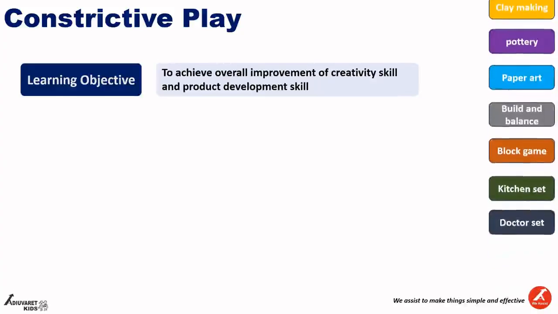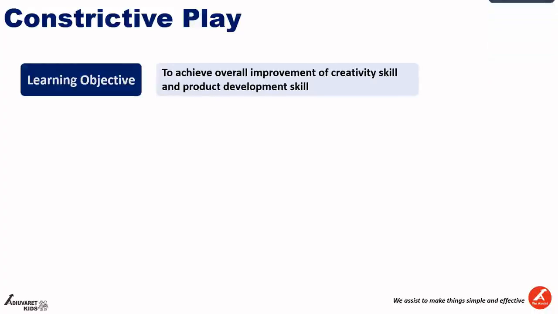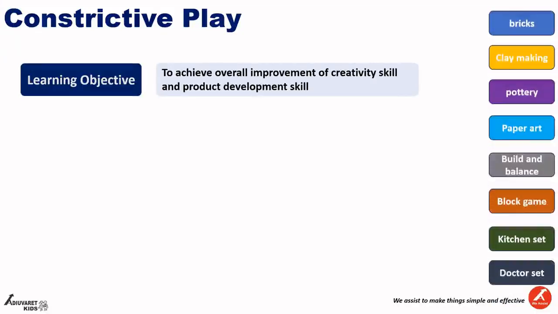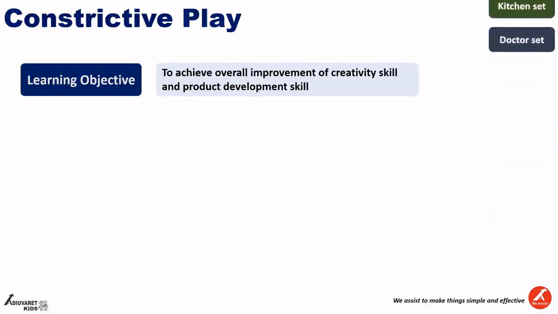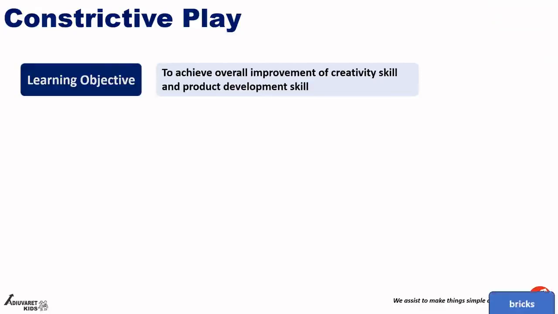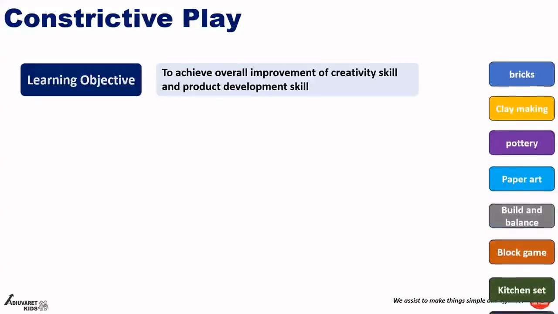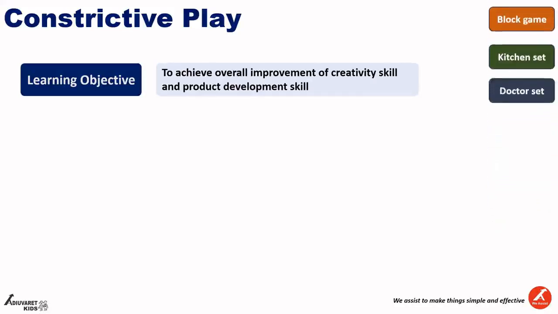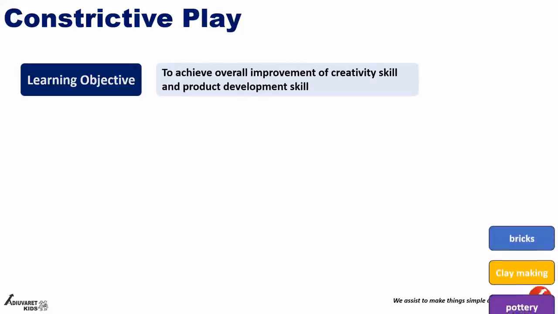Now, the learning objective of constructive play is to achieve the overall improvement of creativity skills in the children, also product development skills. Because when a child is given something, the child can imagine various aspects and build various things. For example, when a set of blocks is given to a child, the child can bring any kind of structure using those blocks. Those come from the imagination and product development skill of the child. If the child is trying to build a very complex structure, the child may manifest that by using those blocks.